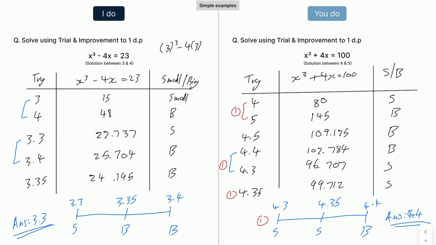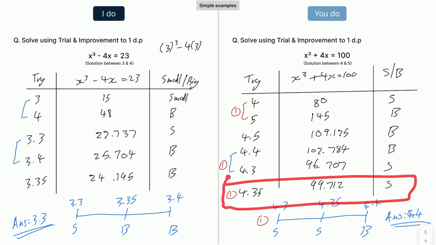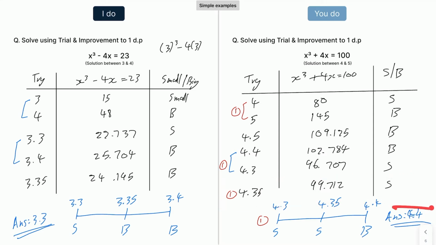Okay, so you do need to show this entire method. It is key to do that. Do not just show this one step. I've seen some people do this. Sometimes they just write this one line and then they write the answer as 4.4. Okay, you need to show this entire working out.